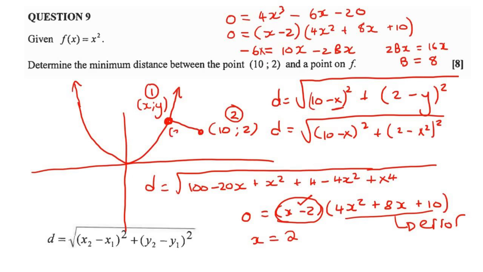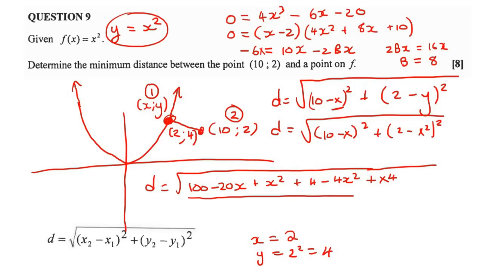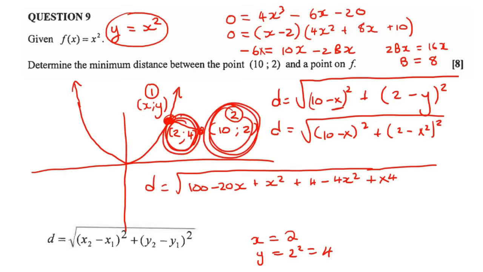It's 2. Now to find the y value, we can just use this equation over here. So the y value will be 2 to the power of 2, which is 4. So we've got that now. And now we can just go find the distance between the two points because we now have all the coordinates. We didn't even have to find the y value, to be honest, because we can just plug the x value into here. Or if you want to, you can just use the distance formula between the 2 and the 4 and the 10 and the 2. You can do whatever you want at this point.